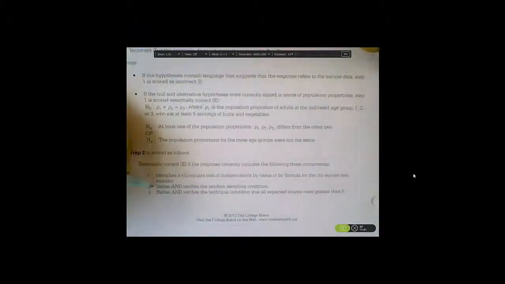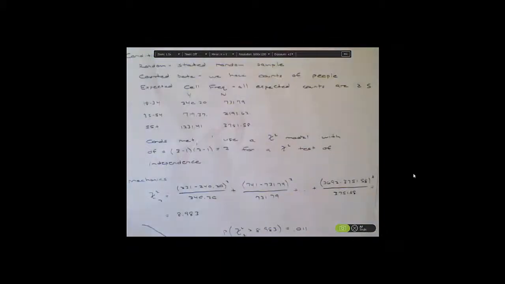Part 2, or step 2, as you're going to see in the scoring guideline, is your conditions. And what I need to have here is 3 components: identify the test in terms of the name, verify random sampling, and verify your expected counts are greater than or equal to 5. So, I've stated it's a random sample, or they stated it was. The counted data, we have counts of people, and I need to communicate to the AP reader all these expected counts, which I've done here, all of which are greater than or equal to 5. I have my closing statement here, where I've named the degrees of freedom, and that it's a chi-square test of independence. So I've met those 3 criteria for step 2. This would earn me essentially correct.